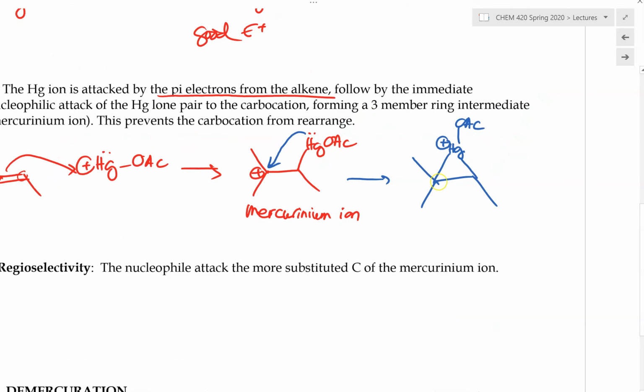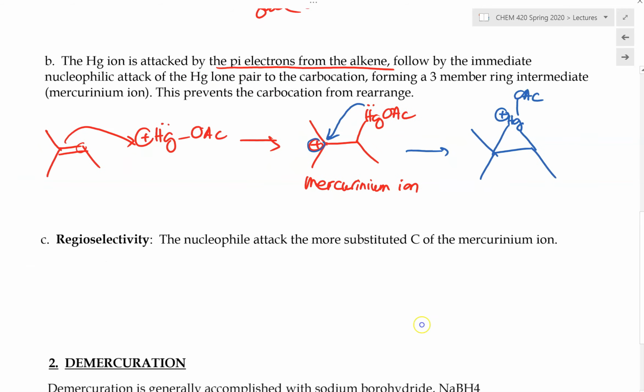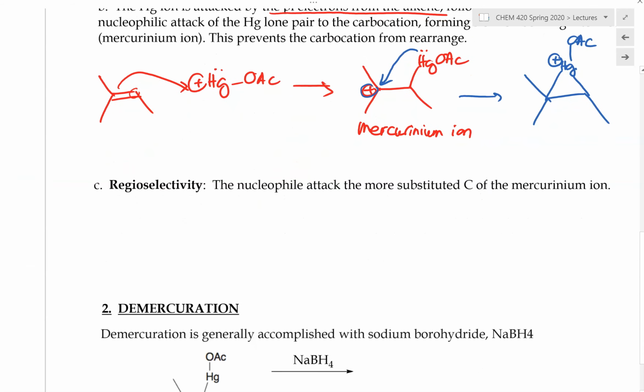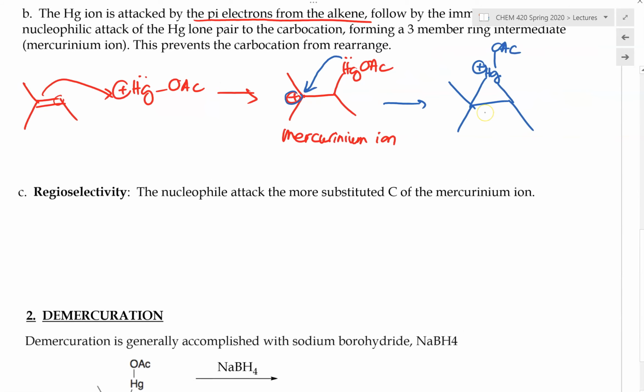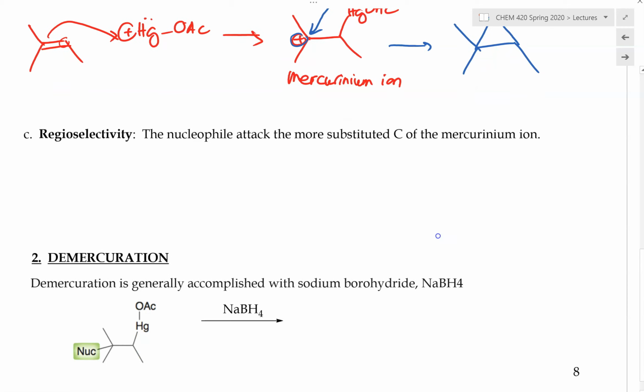And because of this process, where it is now the mercury that becomes a cation, it does not undergo rearrangement. This happens immediately, before this carbocation could rearrange. And that's the step that prevents the rearrangement of the carbocation. And now once we have this, again it becomes a good electrophile. So let's draw the structure of the mercurinium ion again. In this case, this is what we have.